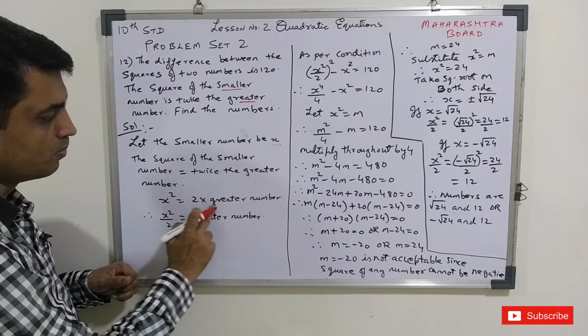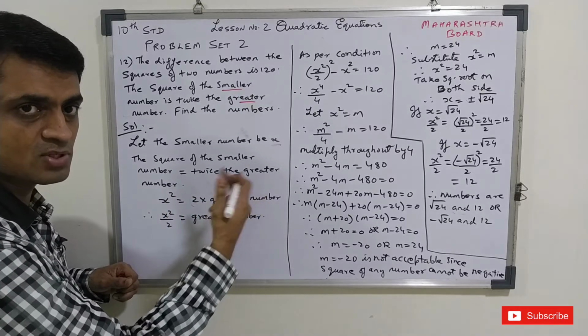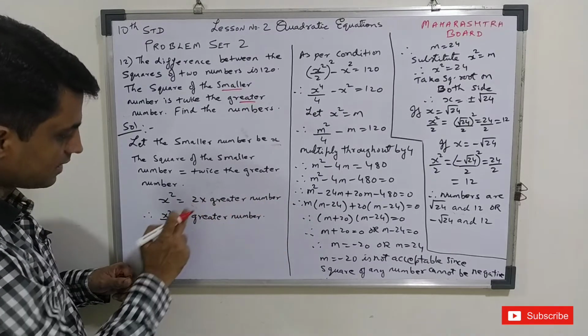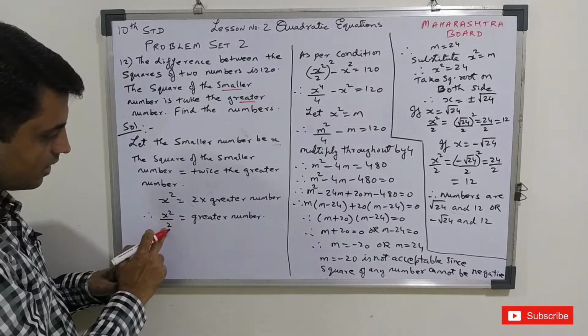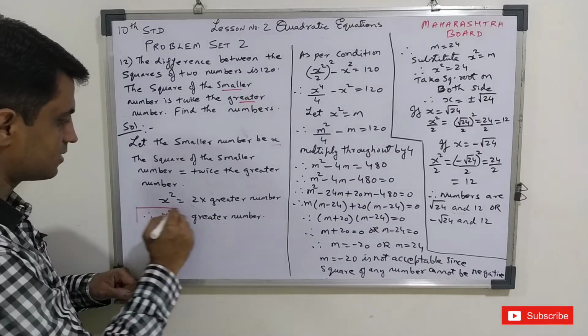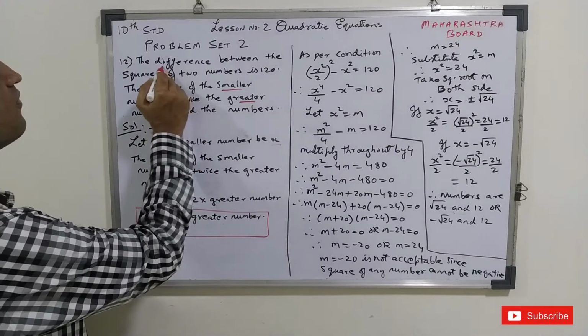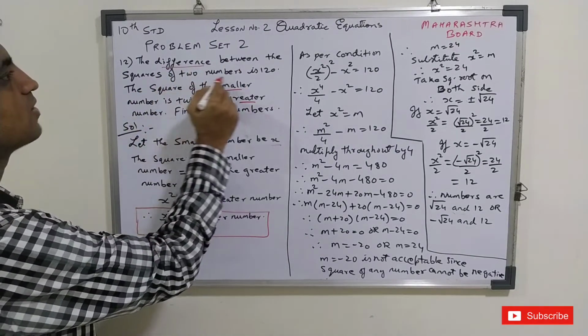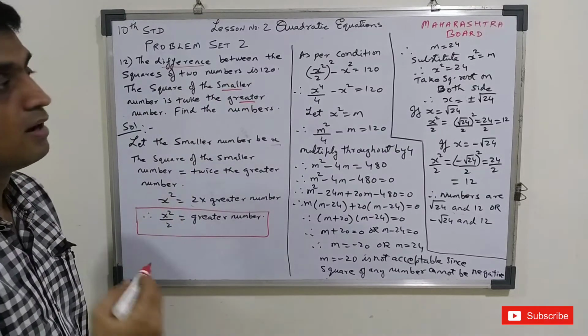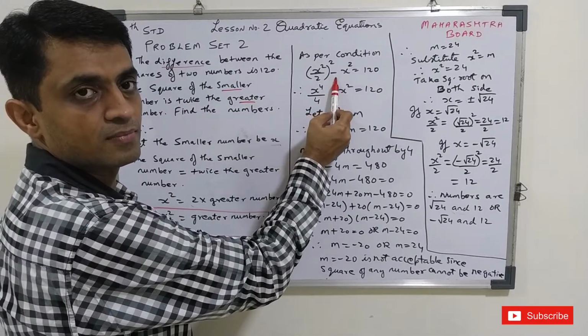Twice means 2 multiplied by greater number. Take this 2 down. So we got x square upon 2 as the greater number. Now they are telling you the difference between the squares of the two numbers is 120. Difference means minus.